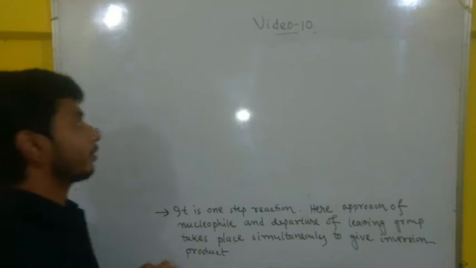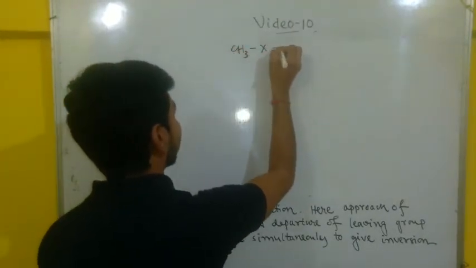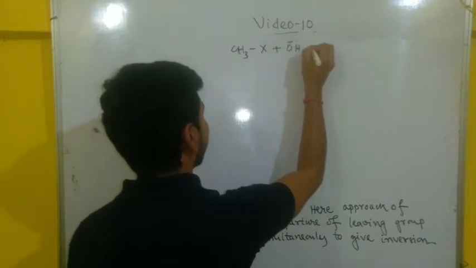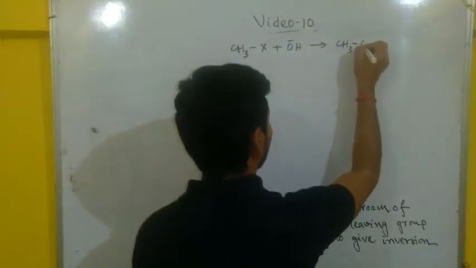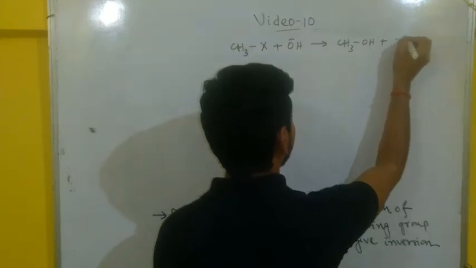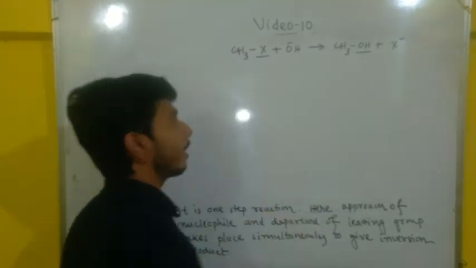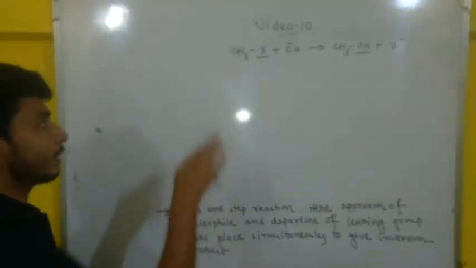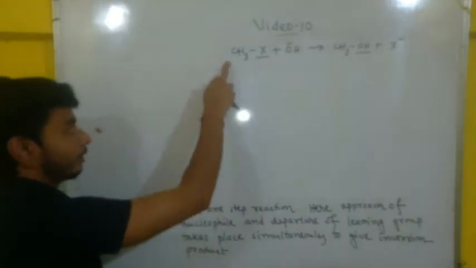Now first let's write the reaction here. CH3X plus OH minus gives CH3OH plus X minus. This is the reaction. X group is replaced by the nucleophile. So this is the SN2 reaction. Now what is the SN2 reaction?